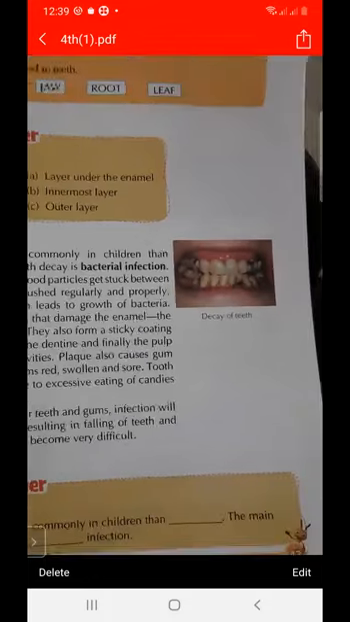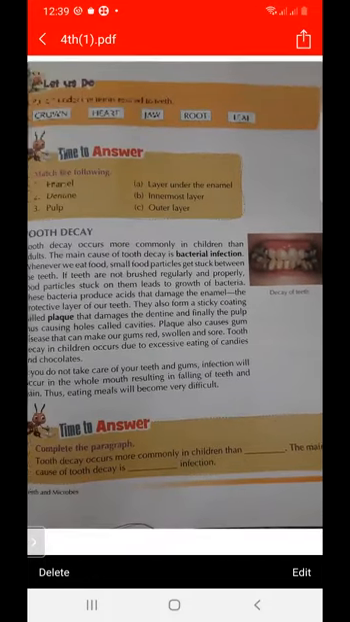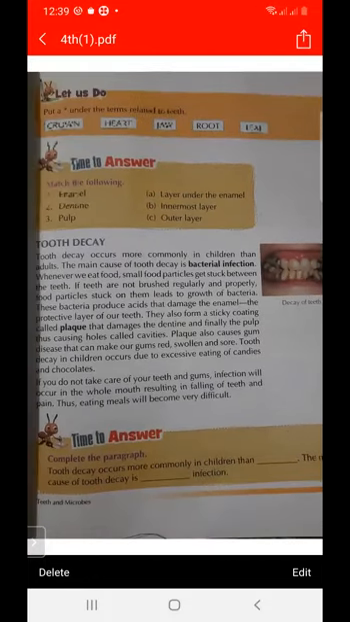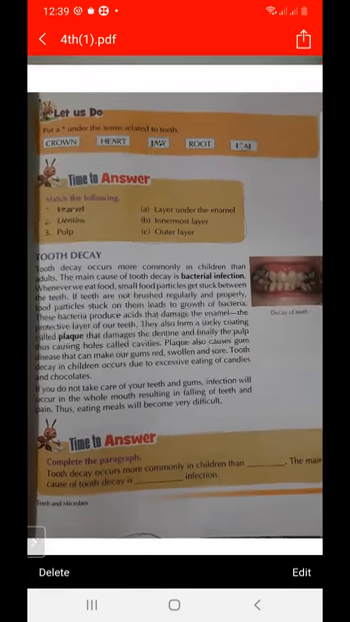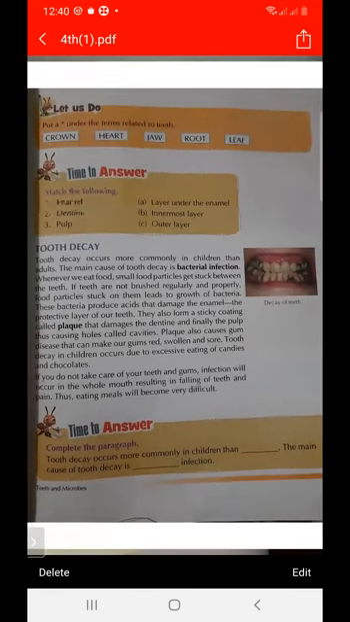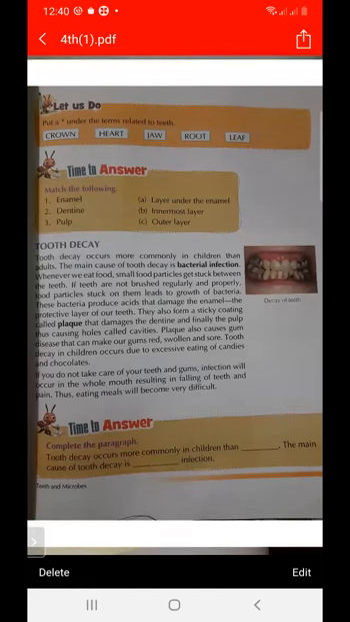So because of the yellow layer on the teeth, they also damage the plaque and finally the pulp, causing holes, and these holes are called cavities. Plaque also causes gum diseases that can make our gums red, swollen, and sore, and tooth decay in children occurs due to the excessive eating of candies and chocolates.